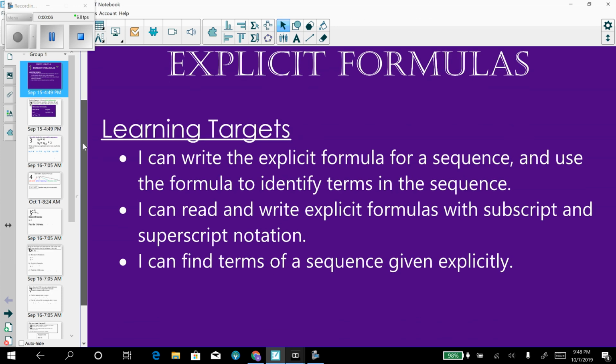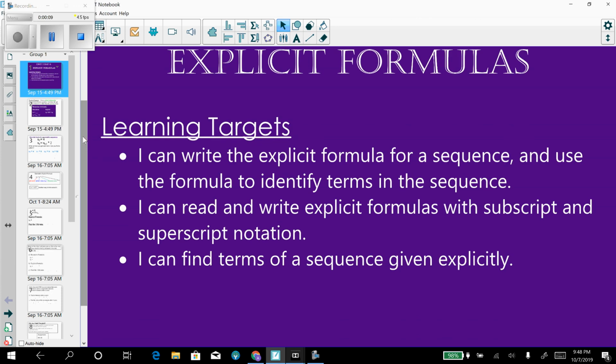Your learning targets state you'll be able to write the explicit formula for a sequence and use the formula to identify terms in the sequence. You'll be able to read and write explicit formulas with subscript and superscript notation. And finally, you'll be able to find terms of a sequence that's given explicitly.